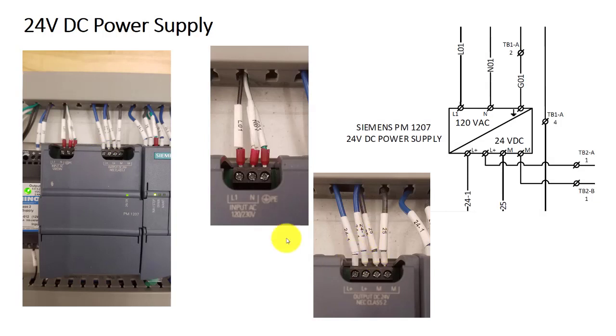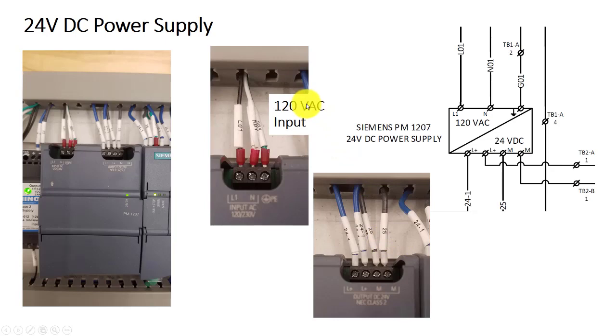Now Siemens is a European company, so they use European letter designations. The 24 volt output is designated as L plus, and the ground is designated with the letter M. And so for the purposes of the diagrams, we're using wire number 25 for 0 volts and 24 for 24, just like on the HAS200. So you can see the wire labels here. 24 and 25 are the 24 and 0 volt connections.